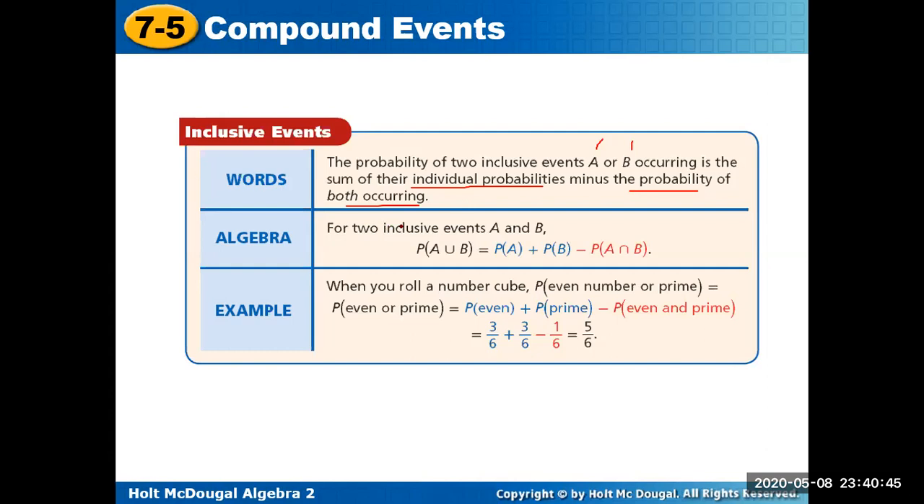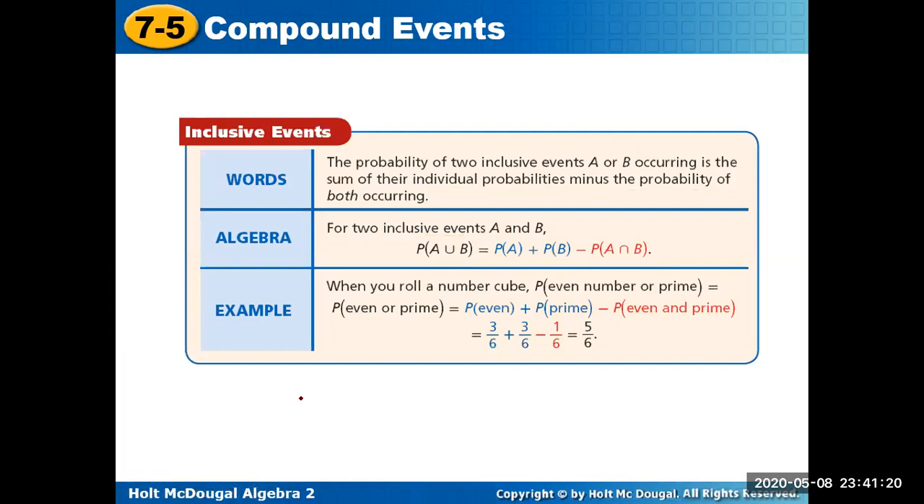Okay, so for two inclusive events A and B, A union B. In the case we did, it was prime number or even number. Even here it is "or". The situation is still "or", but here we have something in common, whereas in mutually exclusive we did not have anything in common. That's the only difference between mutually exclusive and mutually inclusive. Probability of A plus probability of B minus probability of A intersection B.